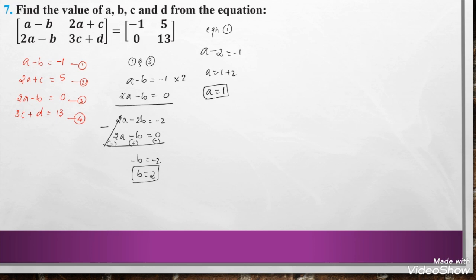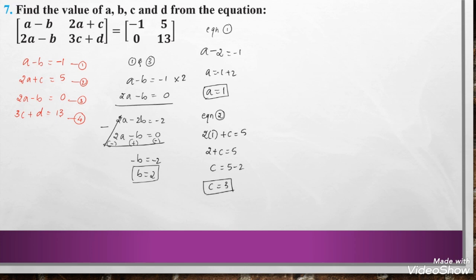Next, consider equation 2, you will get the C. 2 into A plus C is equal to 5. 2 into 1, 2 plus C is equal to 5. C becomes 5 minus 2, that is 3. We will get the C value as 3.